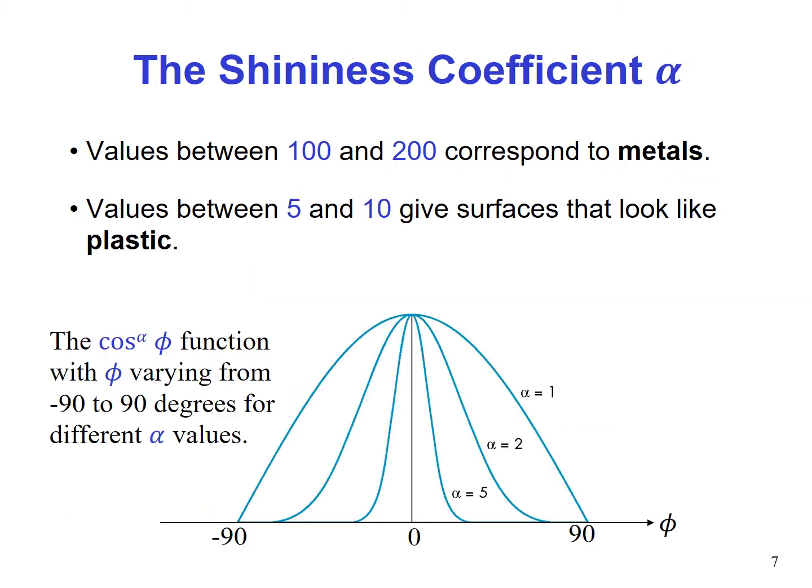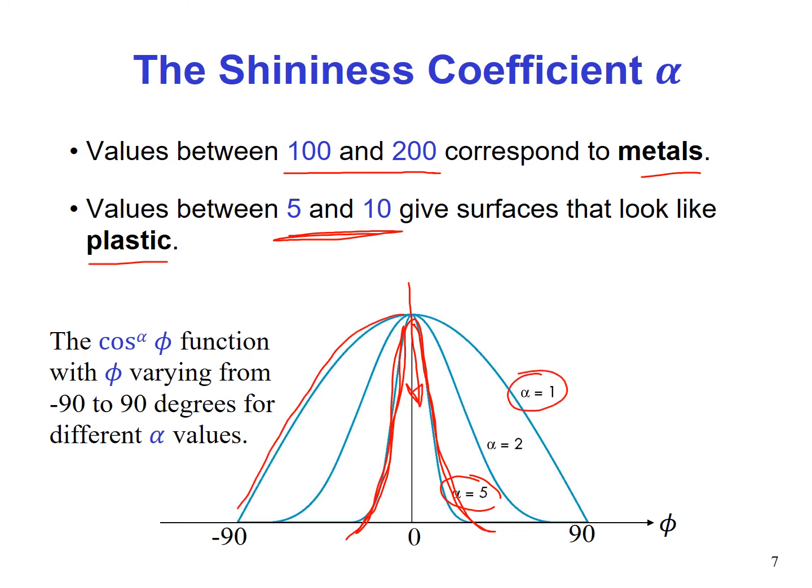The values of the shininess coefficient alpha can be set between 100 to 200 for metals, and small values from 5 to 10 to give plastic-like appearances. And this plot shows how the umbrella of reflection changes. The concentration of reflection changes with different values of alpha. If alpha is large, all reflections are concentrated in a very small angle, and if alpha values are small, the reflections are scattered between minus 90 and plus 90 degrees, which is the opposite of specular reflection.